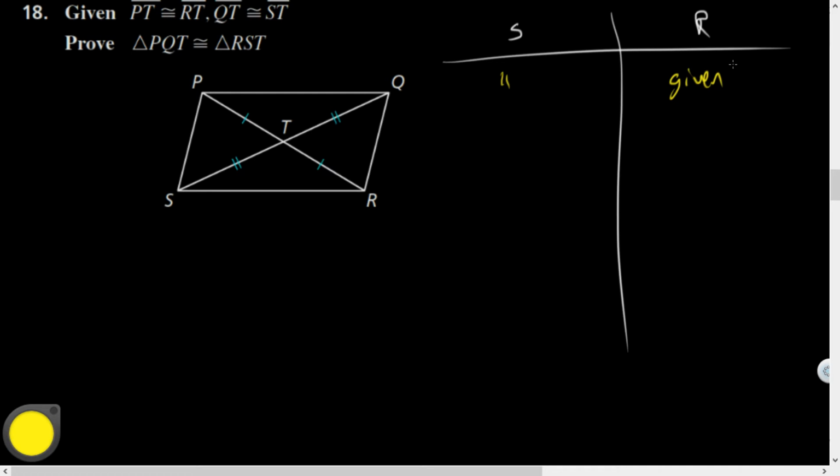Let's see, here's some given information. Now, I actually could prove these two triangles congruent or these two triangles congruent, so let's see what we're aiming for. We're aiming for PQT. So we're looking for these ones, the obtuse looking ones. I'm assuming those are obtuse. Looks like it. So if I want to prove those congruent, what should I go for next?